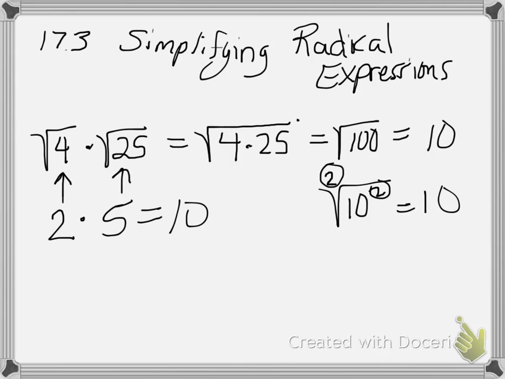So something like this problem, you would want to go ahead and just simplify the radicals separately because that would be the quickest. But on a problem like this, if you have the square root of 5 times the square root of 20, the square root of 5 isn't a perfect square, neither is the square root of 20, and so the answer is not easily seen.